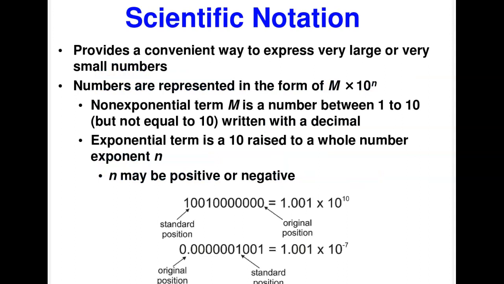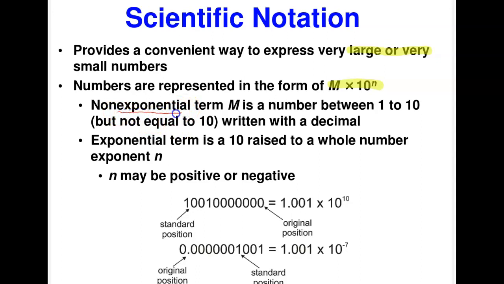Scientific notation, let us try to understand what scientific notation is. Scientific notation is a convenient way we can use to express very large or very small numbers. At times we have a lot of big numbers, and we'll now begin to see how we manage these numbers, how we are going to deal with them. Scientific notation offers us that simple avenue whereby we represent a number in the form of m times 10 raised to power n. Of course, the m will be the non-exponential term.